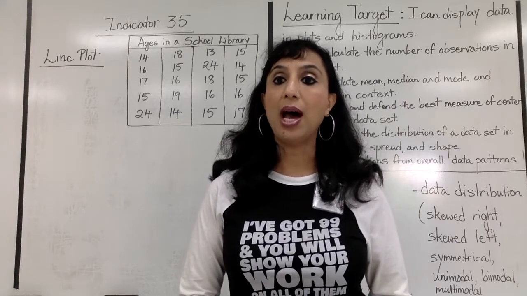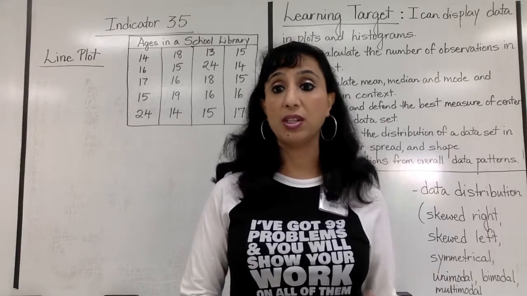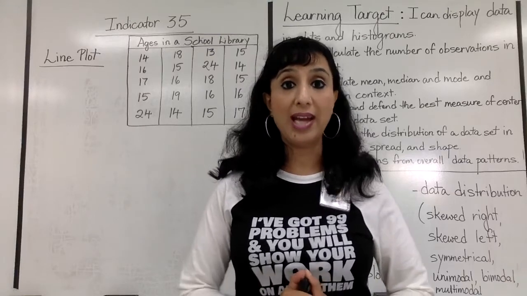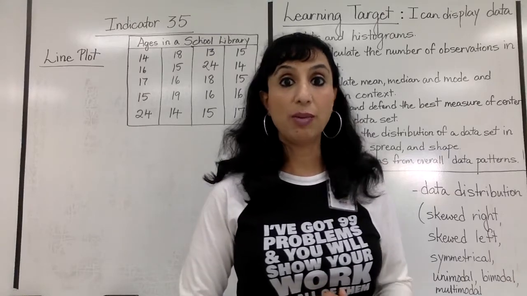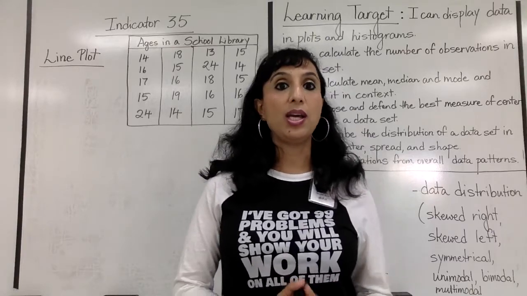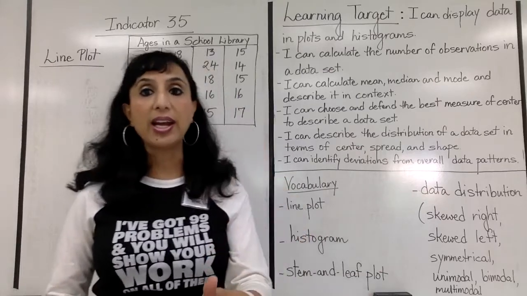I will show you how a data distribution is described, whether it's skewed right, skewed left, symmetrical, whether it's unimodal, bimodal, multimodal. So you will learn all of that. And indicator 36 will be all about box and whisker plots, okay? So let's start with a line plot. But before that, let me quickly talk about the learning target.